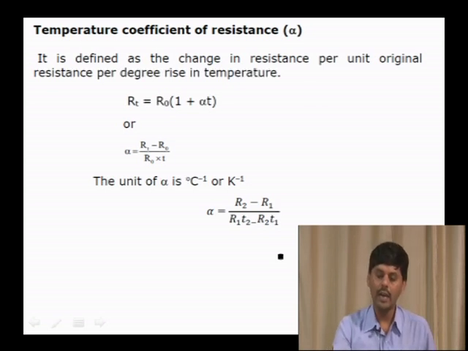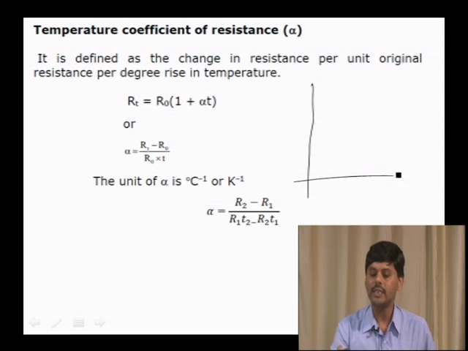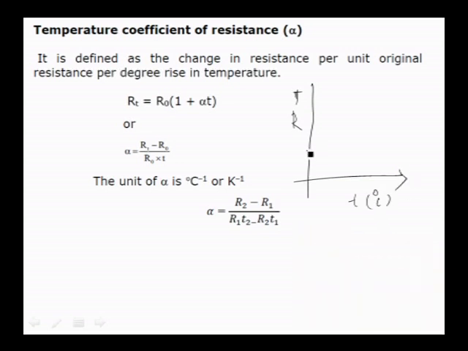Suppose you have a graph of the variation of resistance with temperature like this. This is the resistance and this is the temperature in degrees Celsius. We have a graph like this.